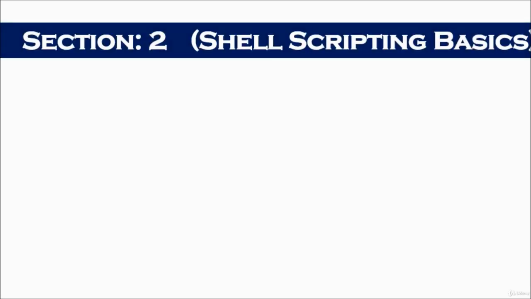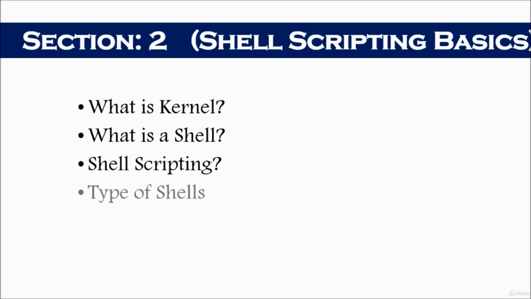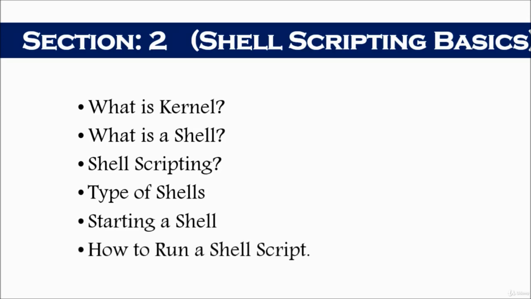In section 2, we'll start off with shell scripting basics and what those basics are, starting with kernel, how kernel interacts with shell. What is a shell? Shell scripting, how does shell scripting come along? How can we take advantage of it? What are the different types of shells? Of course, there are tons of different shells: Z shell, K shell, C shell, Bash shell. What is our focus in this class? And of course, our focus is Bash scripting, but I will cover other shells as well. Starting a shell, how to run a shell script.